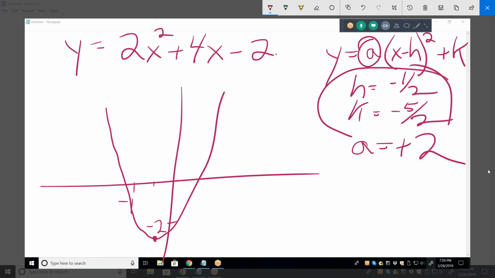Now, the only thing that is inaccurate about my drawing, this is 100% accurate right there, the vertex. What I'm not sure of are those x-intercepts.